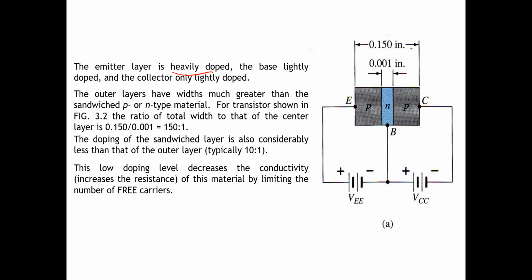Okay, so why do we dope the three terminals with different parameters? Because we want to create something new, something different from the diode.